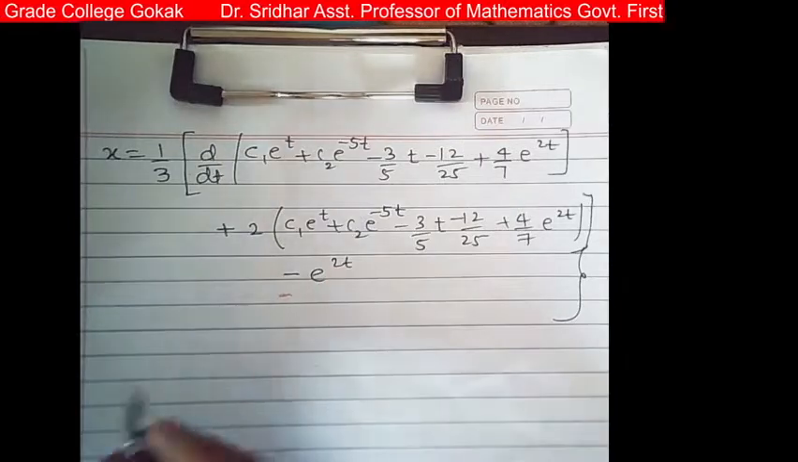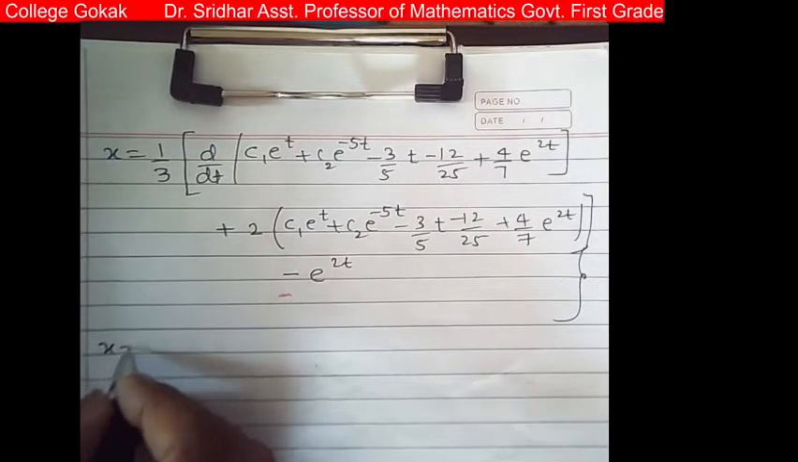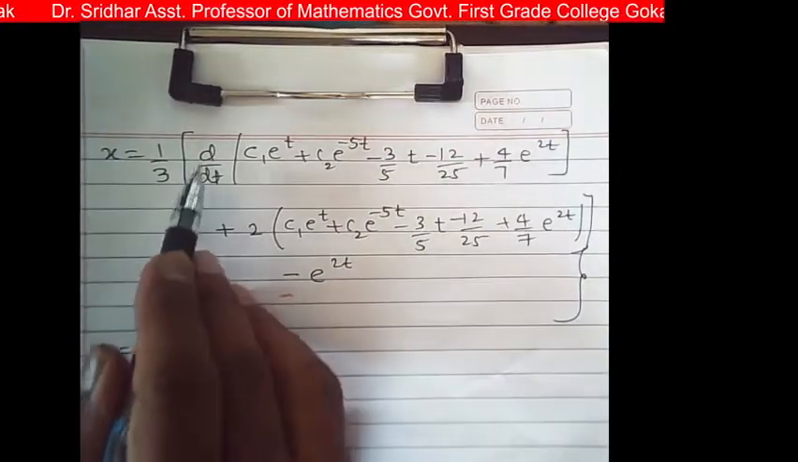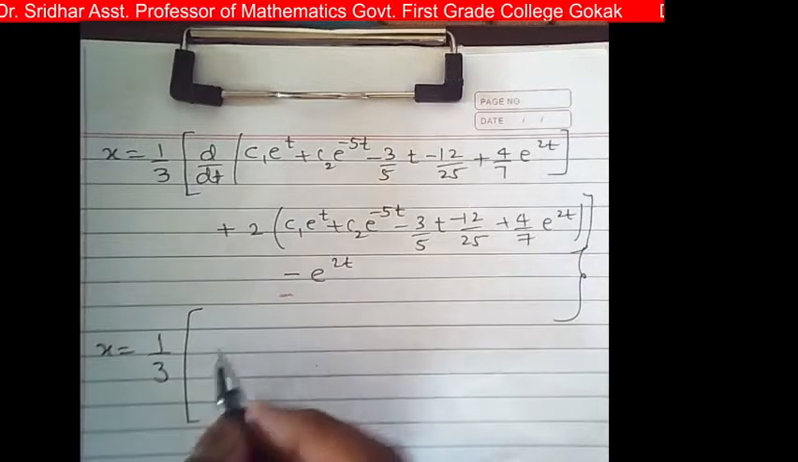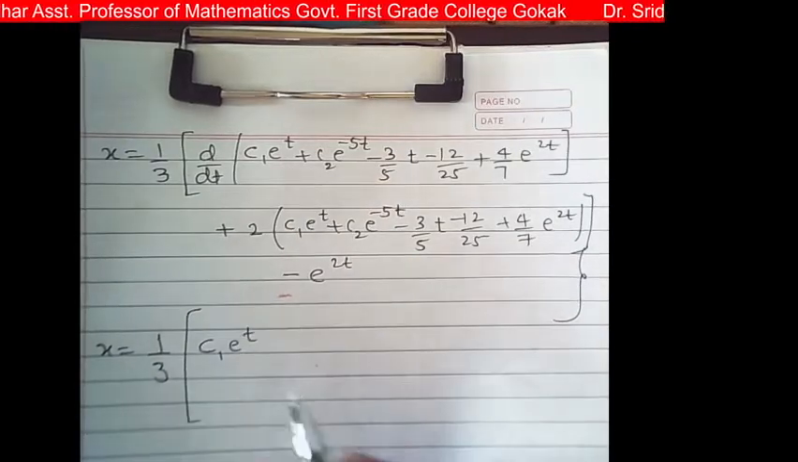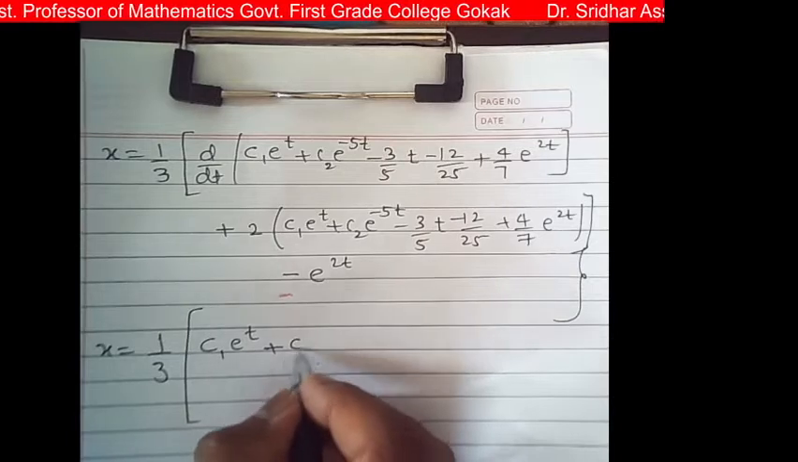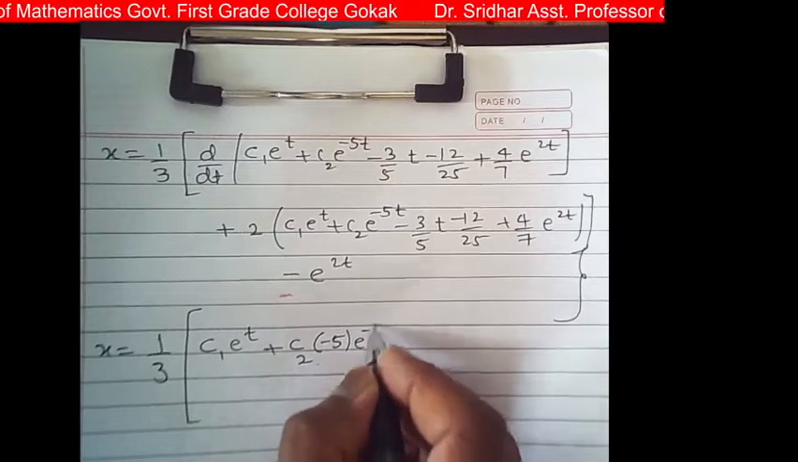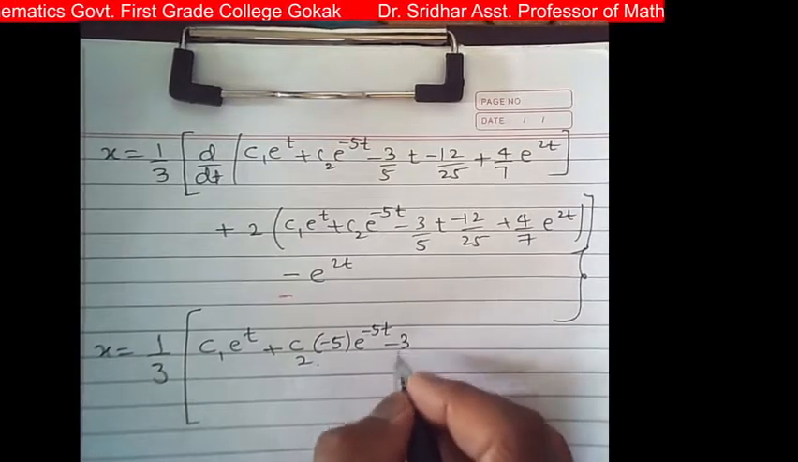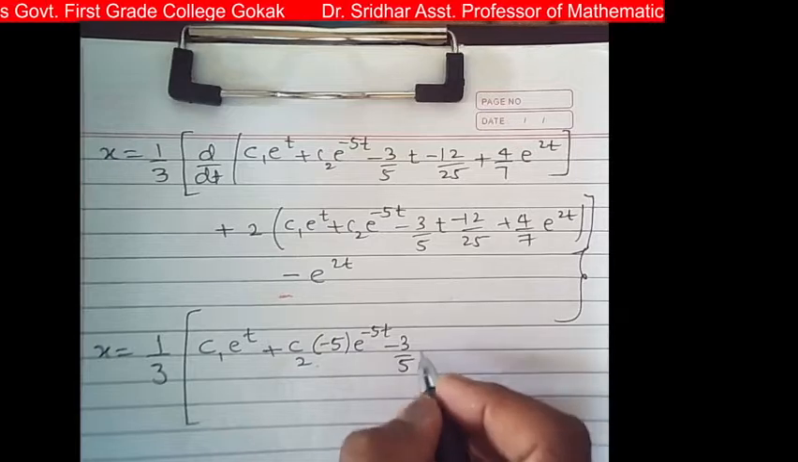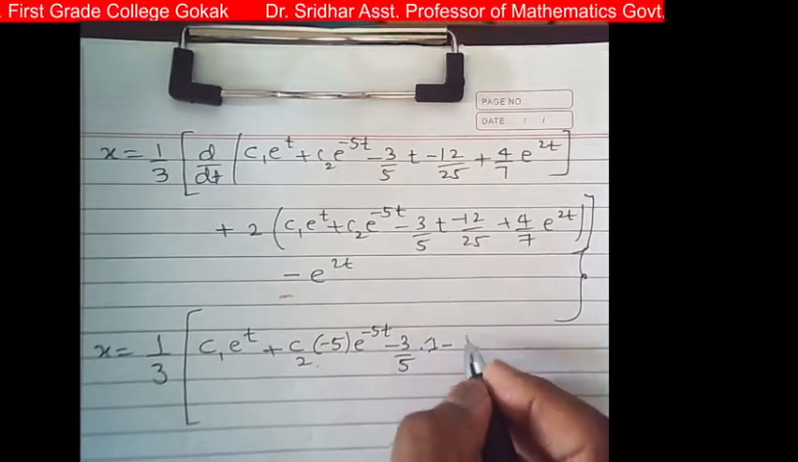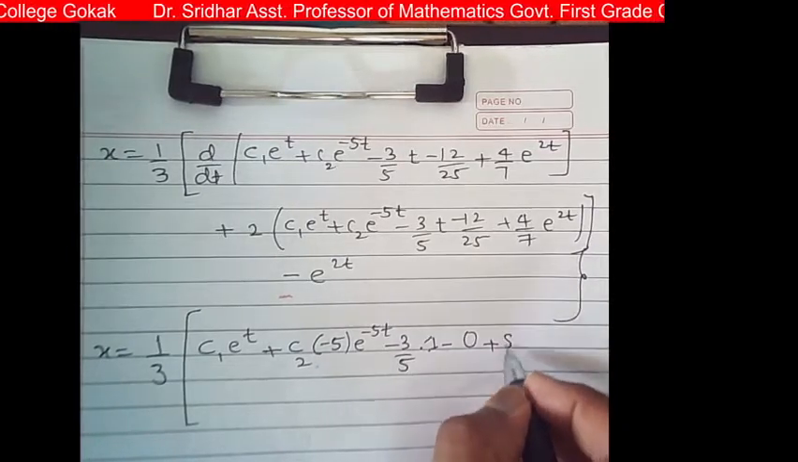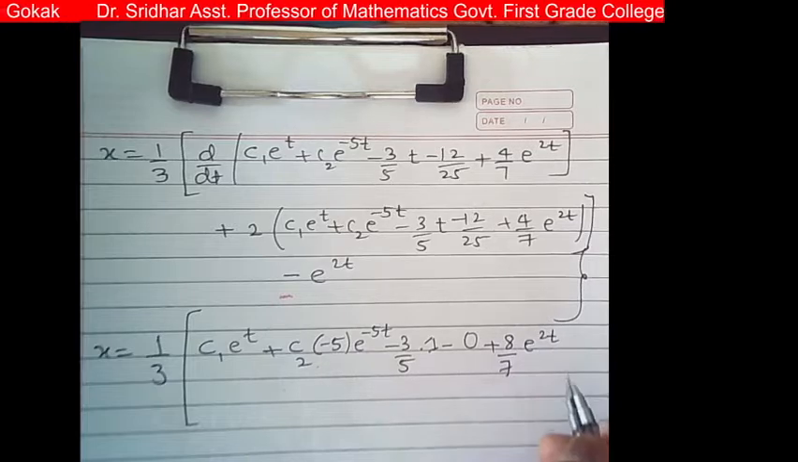Now simplify this, which gives x is equal to 1 by 3, bracket. Now d by dt of c1 e raised to t: c1 is constant, and differentiation of e raised to t is e raised to t. Then c2 is constant, and differentiation of e raised to minus 5t is minus 5 into e raised to minus 5t. Then minus 3 by 5 constant, d by dt of t is 1. Next, the differentiation of the constant 12 by 25 is 0. Next, the differentiation gives 8 by 7 e raised to 2t.